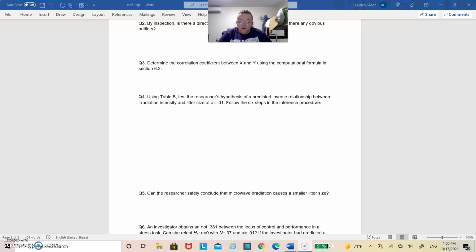We found that alpha was 0.01, and we take all of this information to table B. We have to have 3 different variables to be able to find the R critical in table B: the number of tails, the alpha, and the DF value. I just don't know why I can't think of that right now, but I think it's the degrees of freedom or something like that.